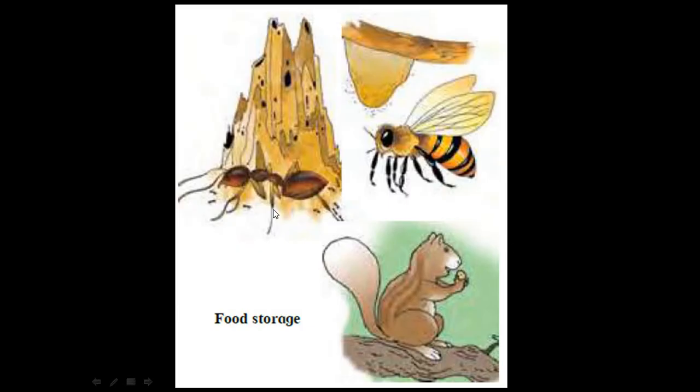Here in the picture we can see an ant and an ant hill where they store their food. Honeybee stores its food in the form of honey. Here is the squirrel, which stores the seeds.